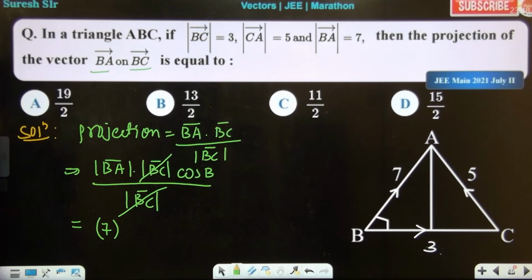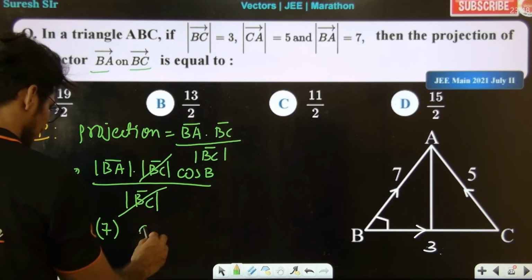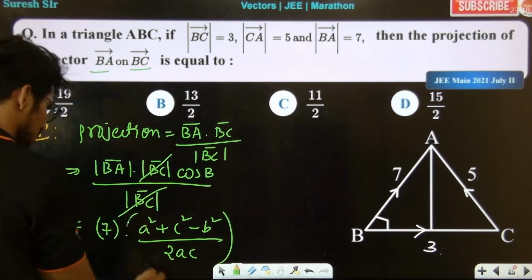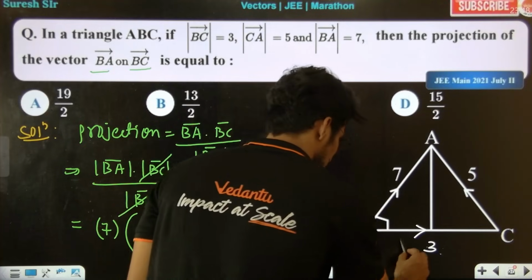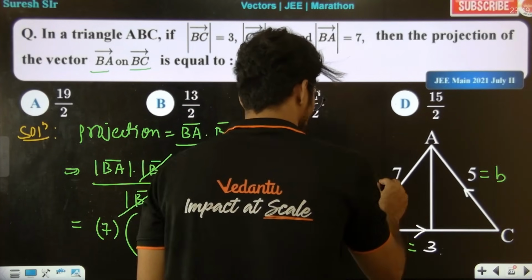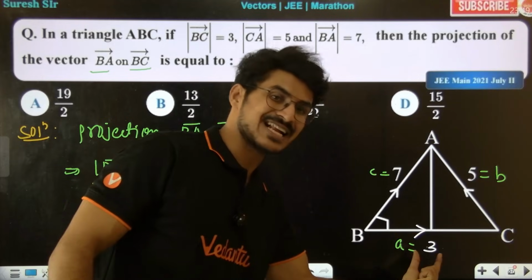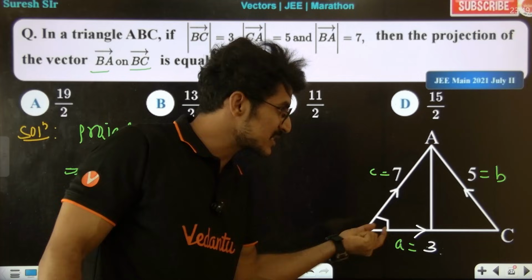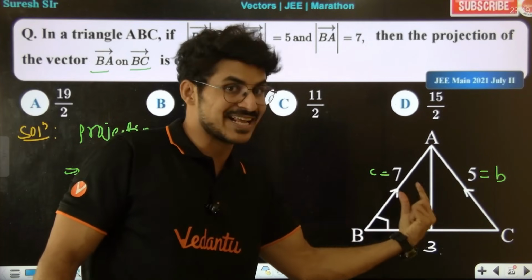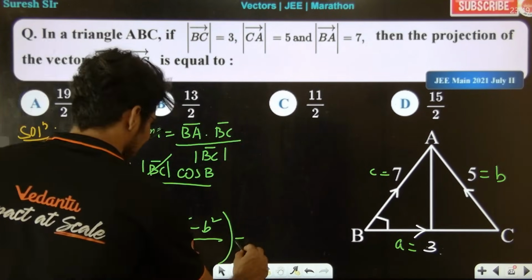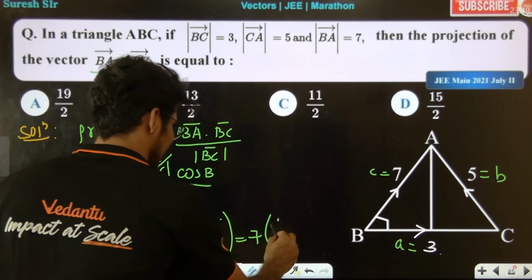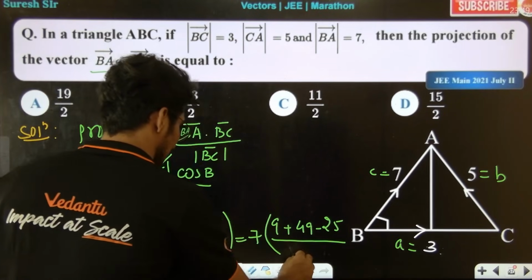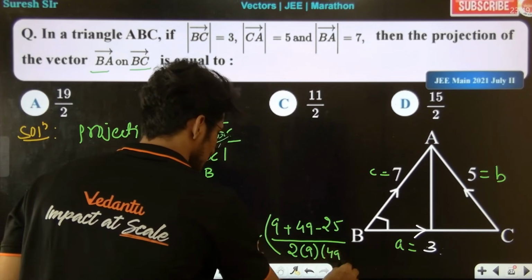What is the cosine rule? cos B can be written as (a square plus c square minus b square) by 2ac. Here, small a is the side opposite to vertex A, small b is the side opposite to vertex B, and small c is the side opposite to vertex C. So substituting, we get 7 times (a square which is 9, plus c square 49, minus b square 25), divided by 2 times a times c. Any doubts?